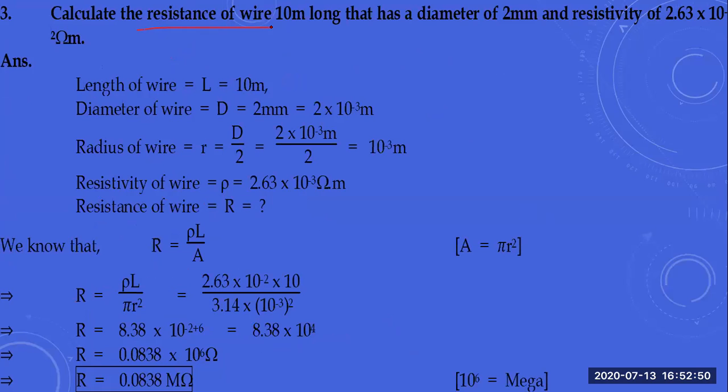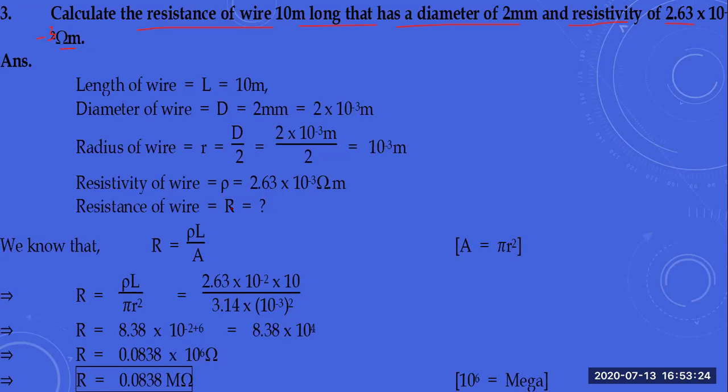Calculate the resistance of a wire 10 meters long, which has a diameter of 2 millimeters and a resistivity of 2.6 into 10 raised to the power minus 3 ohm meter. We are asked to calculate the resistance of the wire.